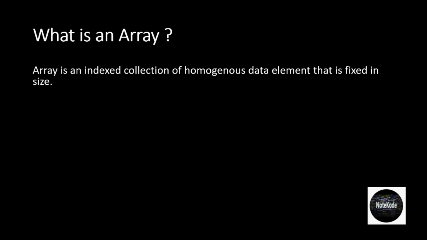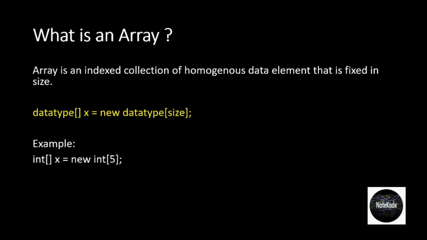Now, let's see the generic syntax of array creation. Data type array of x equal to new data type of size. For example, if we are storing integer type of data, then int array of x equal to new int of 5. Here I am taking the length of the array as 5. And if we are storing character data, the syntax is like this.